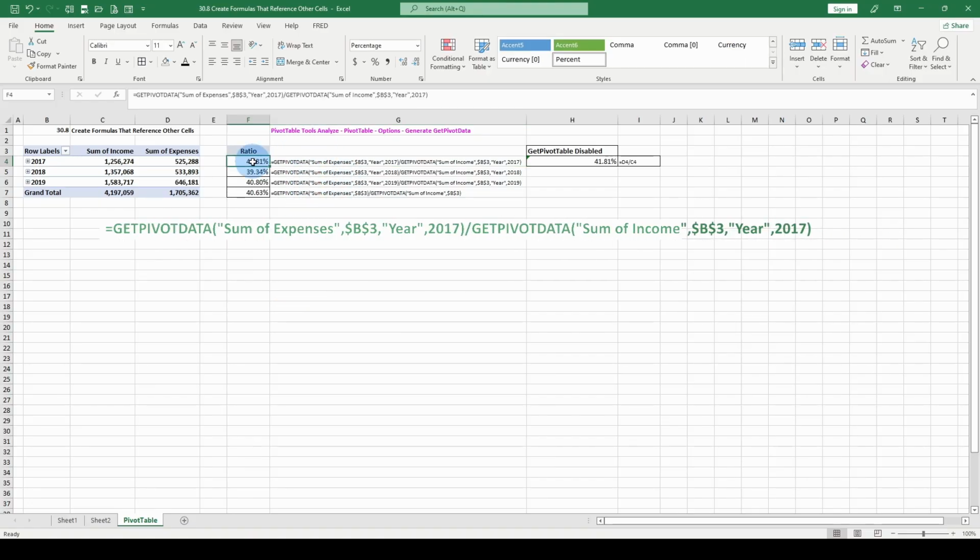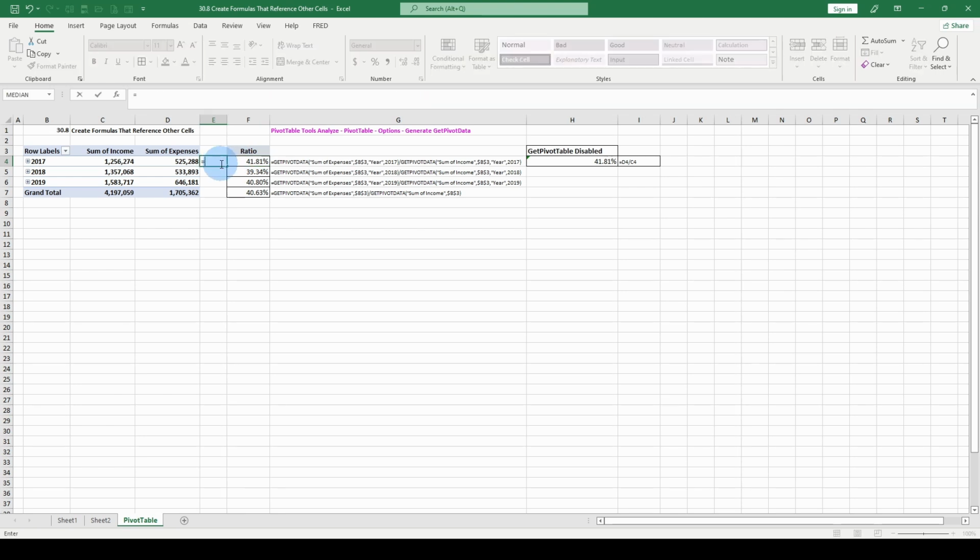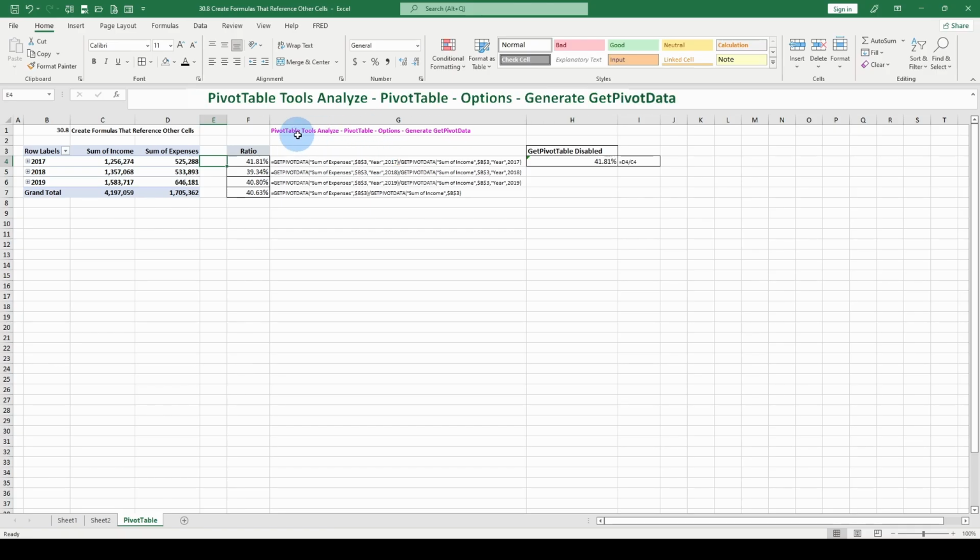Yeah. How do we go about inserting this formula? The easiest way is equal D, divide this by C. That's how simple it is. Can we get rid of this get pivot thing and still do the same thing? Yeah. What we have to do is go to pivot table, analyze, pivot table options, generate, get pivot data.